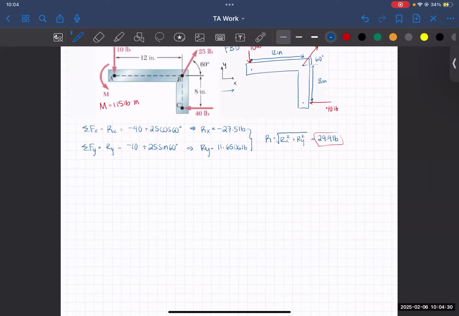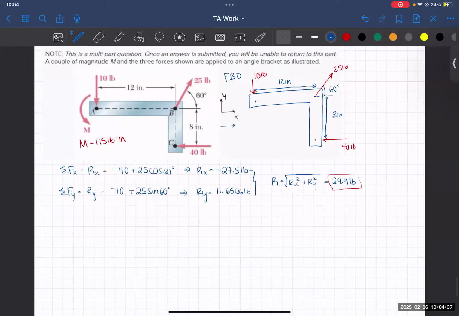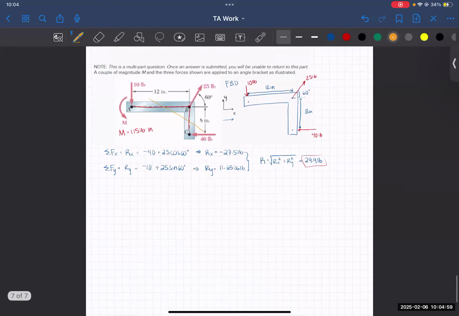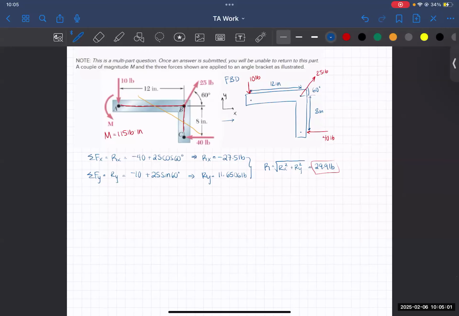Part 2 says locate the points where the line of action of the resultant intersects the line AB. So line AB, this line, and line BC. There will be a line of action that goes somewhere between these two. First things first, we have to reduce the given forces and the couple to an equivalent force couple system. This is how we will do it.